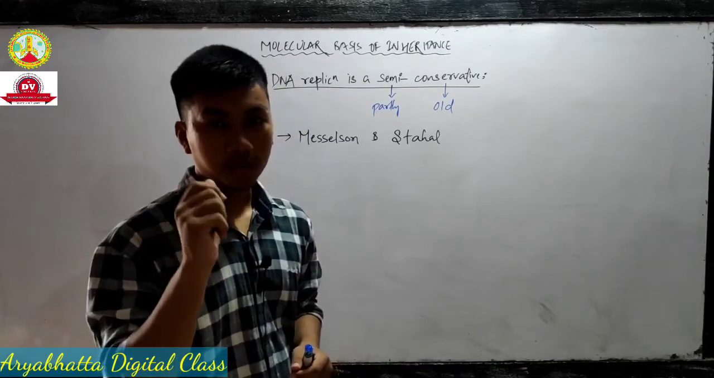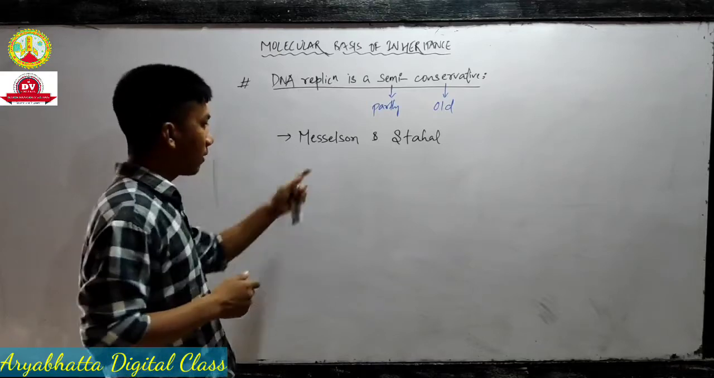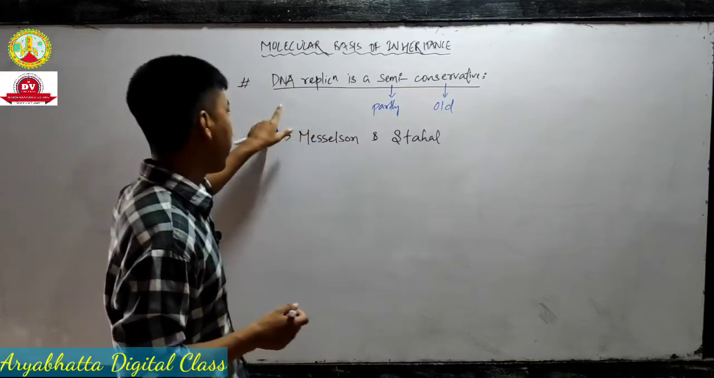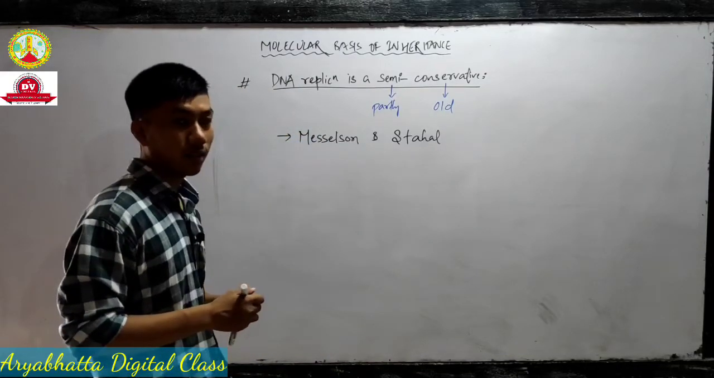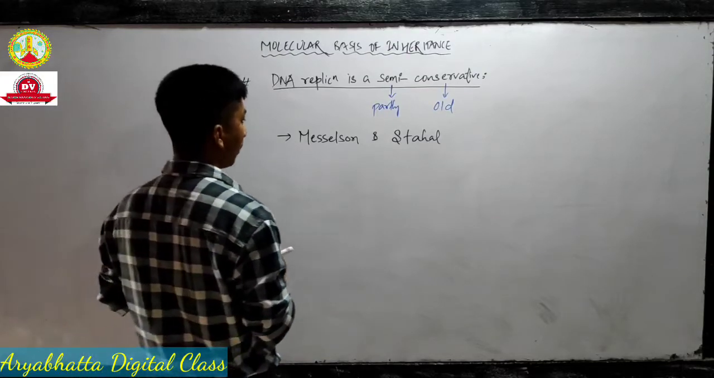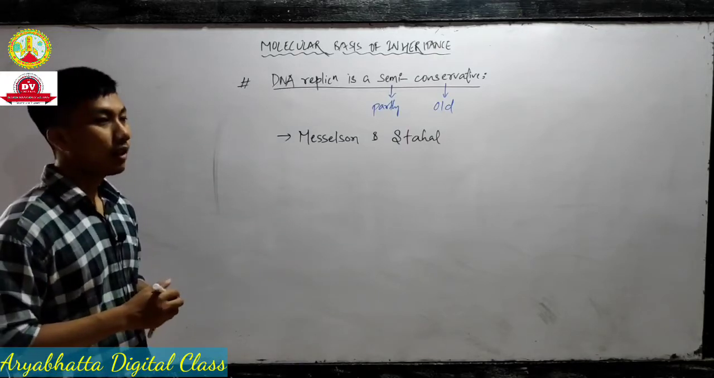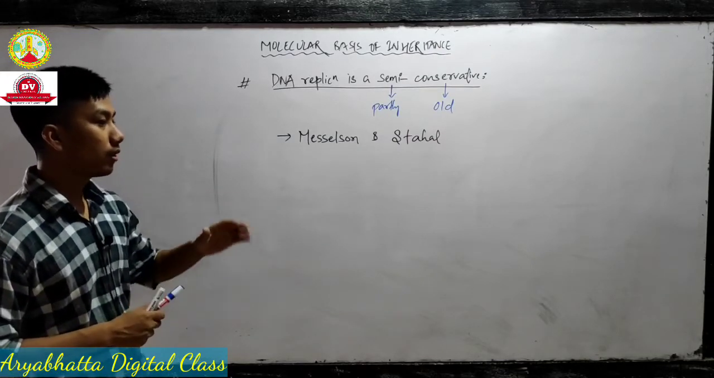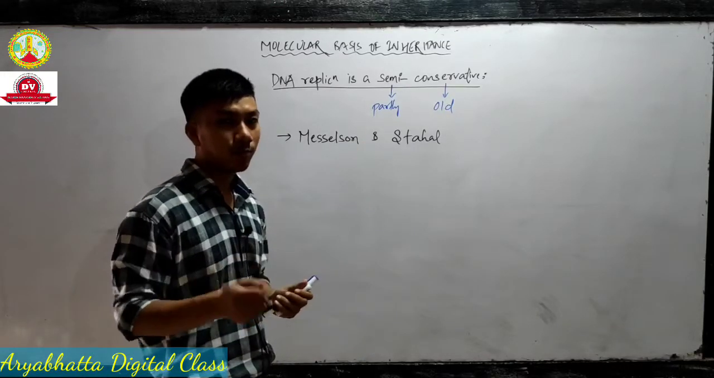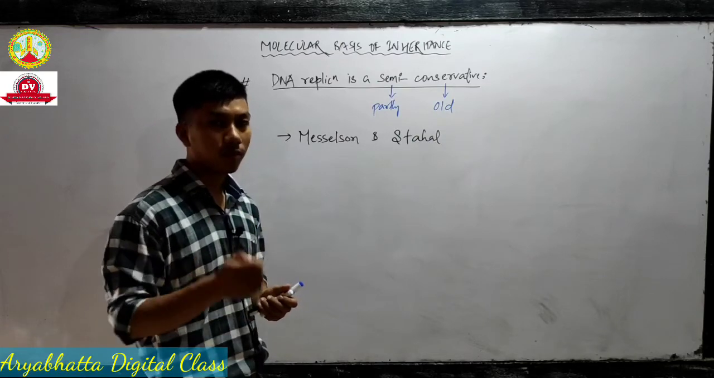And semi means half, partly. It was first explained by Meselson and Stahl. It is also important. Sometimes the question asks for 2 marks or 3 marks, most probably 3 marks. Okay, so we are going to talk about the experiment performed by Meselson and Stahl to prove that DNA replication is semi-conservative.